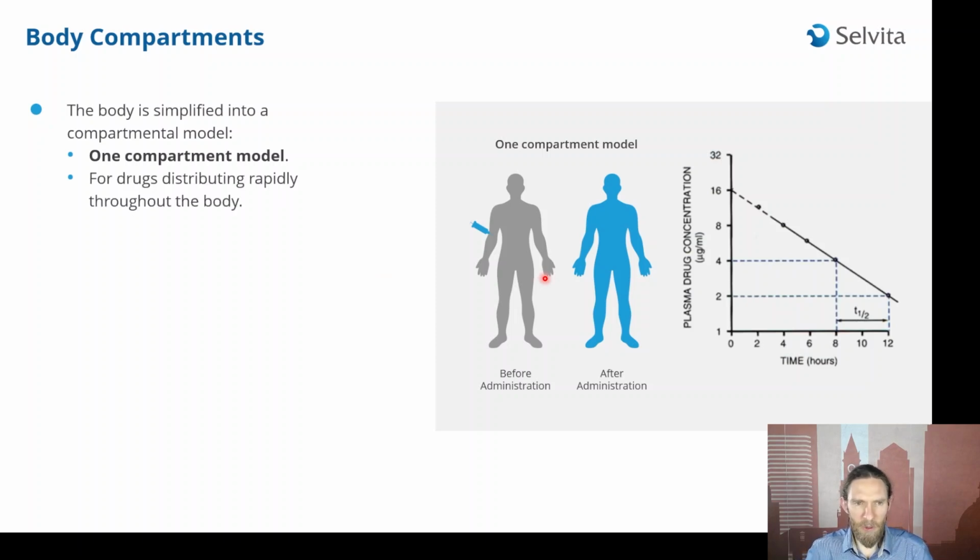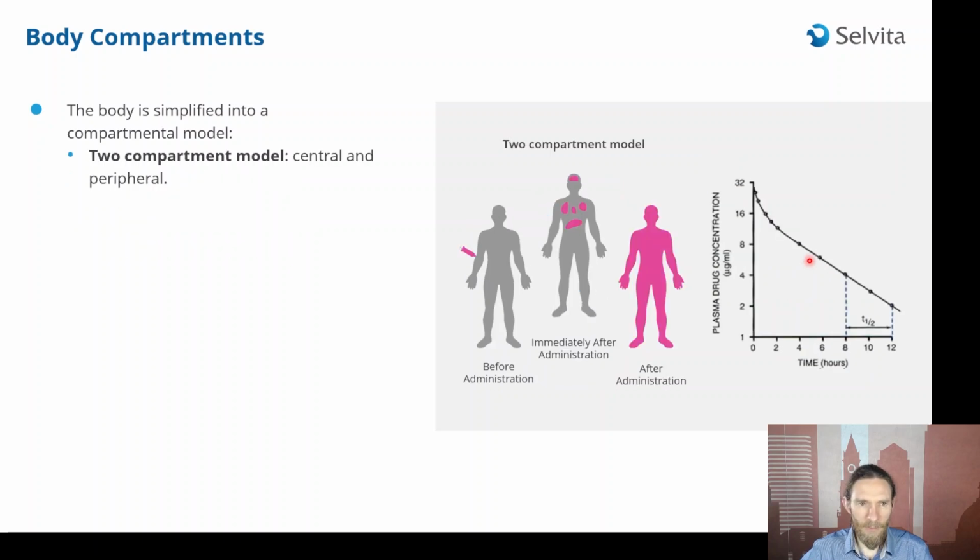This is applicable for drugs that distribute rapidly throughout the body and for drugs that do not distribute throughout the whole body but are largely confined within, let's say, the vascular system and the highly perfused organs. After the administration and distribution is complete, the concentration of the drug exponentially declines to zero. When this is plotted on a semi-logarithmic plot, we see a linear decline of the concentration of the drug with time.